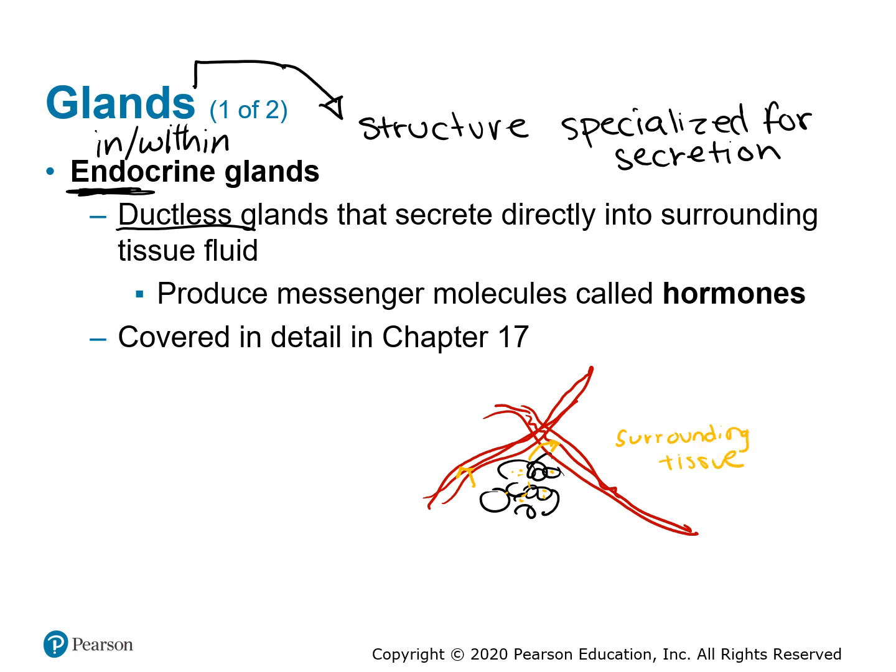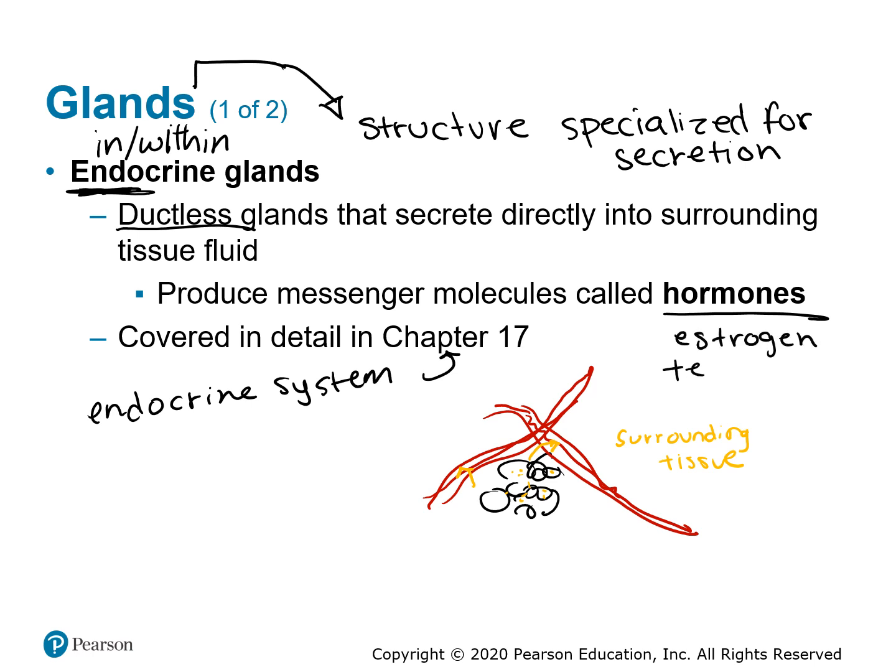The main type of endocrine gland that we will talk about are, well, there's a lot of different endocrine glands, but they essentially make up your endocrine system. So we will be going into those in a lot more detail around chapter 17, but their main messenger molecules are called hormones. We've all heard of hormones. Some examples of hormones are estrogen, those are the common ones, testosterone, follicle stimulating hormone, etc., things of that nature. All right?